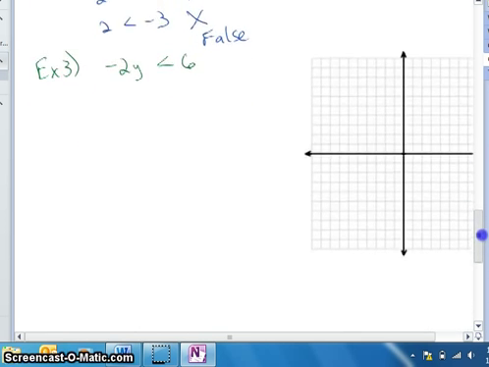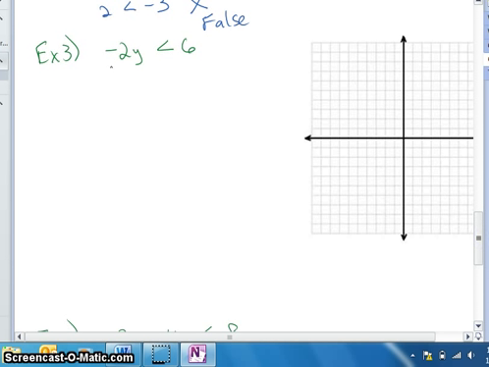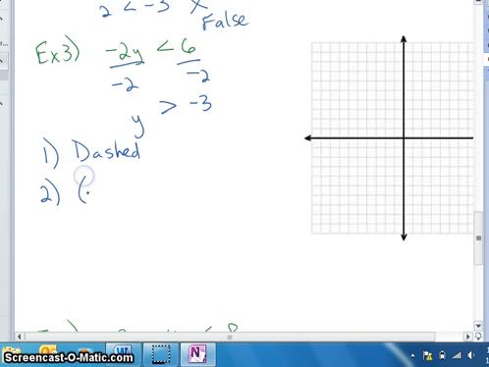Okay, what about this one? Negative 2y is less than 6. I want to divide by negative 2 because I want to get y by itself. What happens when I divide by a negative? The sign changes. Good. So is this a solid or dashed line? Dashed. And what kind of line is this? It's a horizontal line. Hopefully we remember that. So I can graph the point (0, negative 3). The slope for a horizontal line is 0. Dashed line.